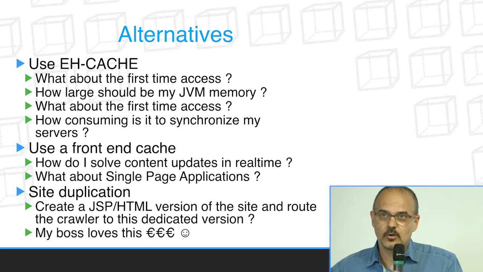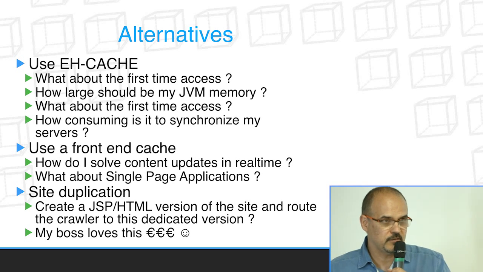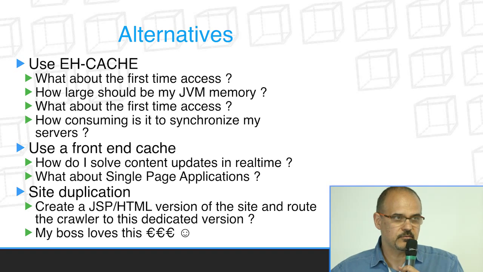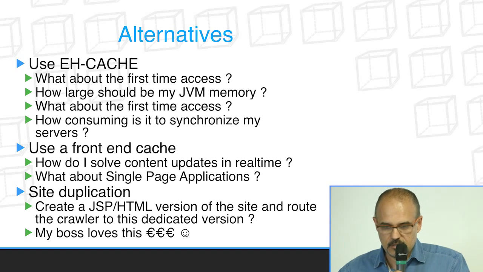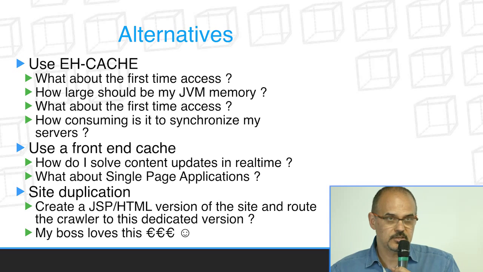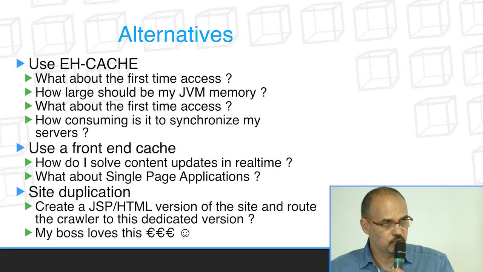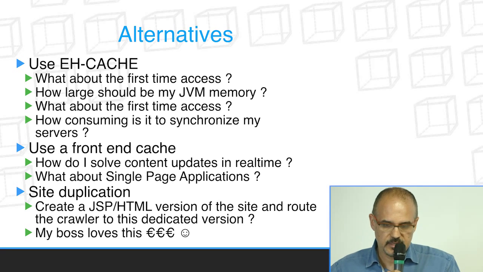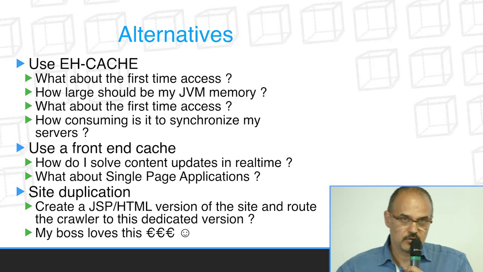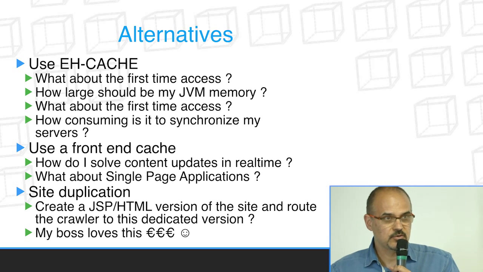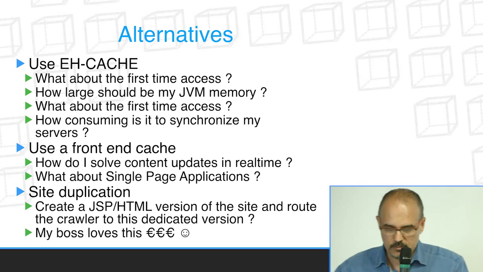Second point, we had to increase the JVM memory, which decreases performance by itself. When you have 100,000 pages to serve, that's a lot of data in cache. And we also need to synchronize the servers. EH-cache needs to synchronize the servers between calls.